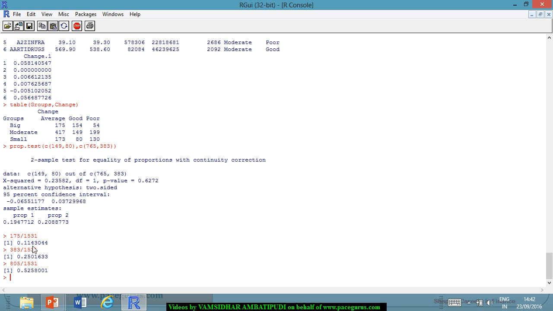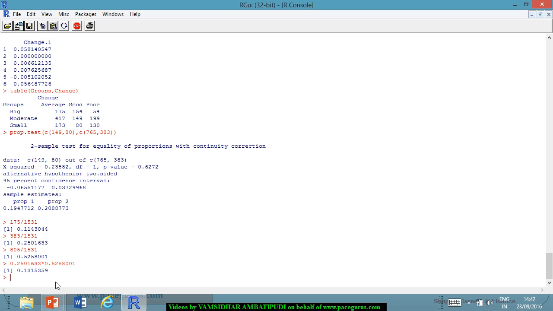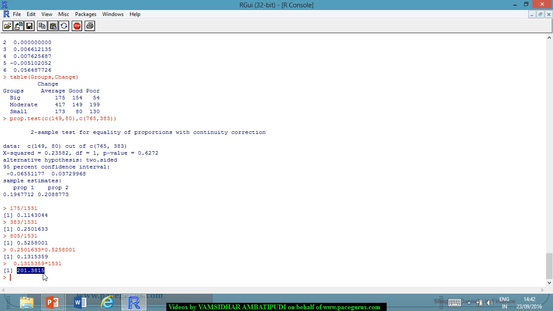Now, if they are independent, the joint probability 0.11 should be equal to the product of the marginal probabilities. So I am taking 0.25 multiplied by 0.52, which makes it 0.13. So if they are independent, the joint probability should be equal to 0.13. Now what we generally do is multiply this with 1531, making it around 201. So the expected number of big companies that should fall into average is 201. Like that I can fill out this table.